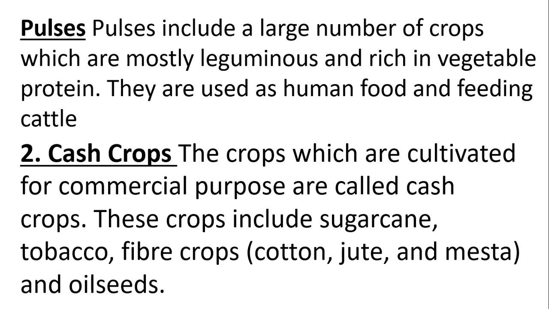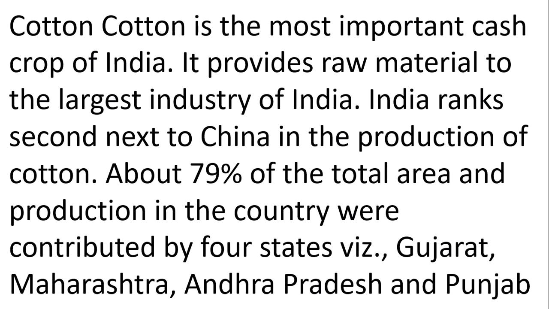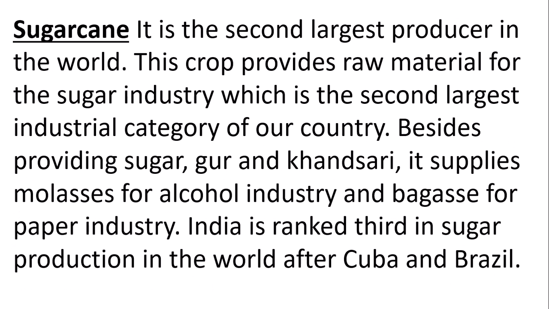Next we shall learn about the cash crops, and in that the first one is sugarcane. Students, once sugarcane has been harvested, within 24 hours the juice has to be extracted. India is the second largest producer in the world. At the state level, Uttar Pradesh is the leading producer of sugarcane, followed by Maharashtra, Karnataka, Tamil Nadu and Gujarat.